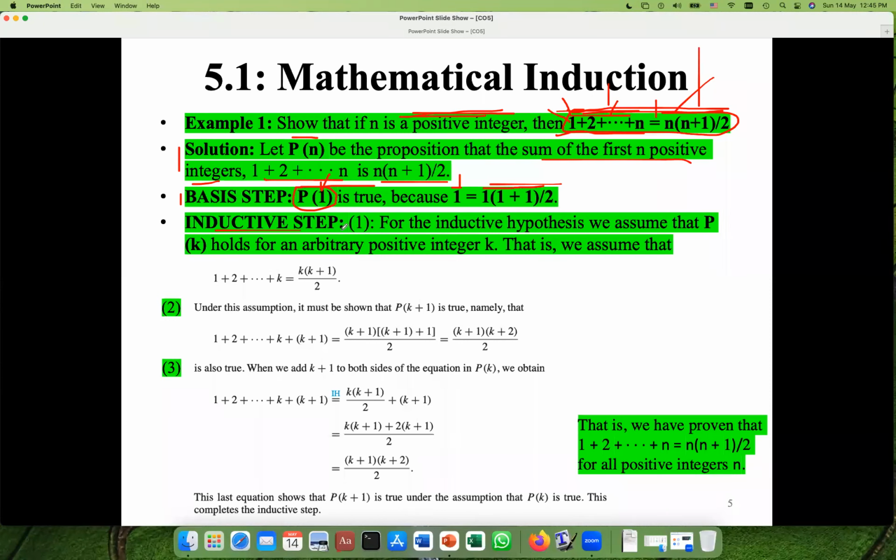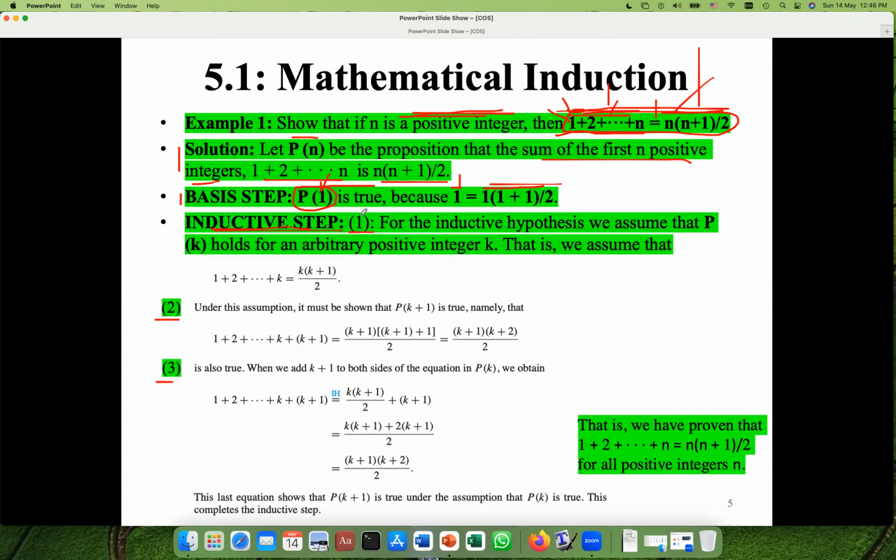Then inductive step, step number 2. I have just highlighted with 1, 2, and 3. Otherwise, it is not needed. I just highlighted it for your understanding, that these are the 3 things that you have to keep in your mind, that you have to do. These are the 3 different steps. Anyhow, due to this inductive step, we have this name, mathematical induction.